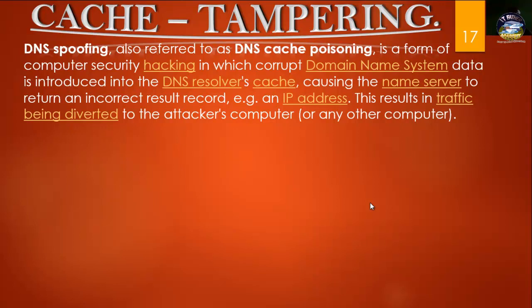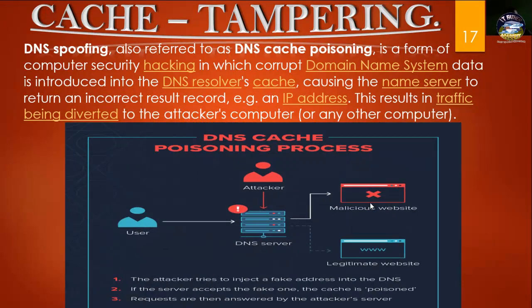Alright, so this is how it is. So this is the DNS cache poison process. The attacker tries to access the DNS server, then this is what they normally give out.